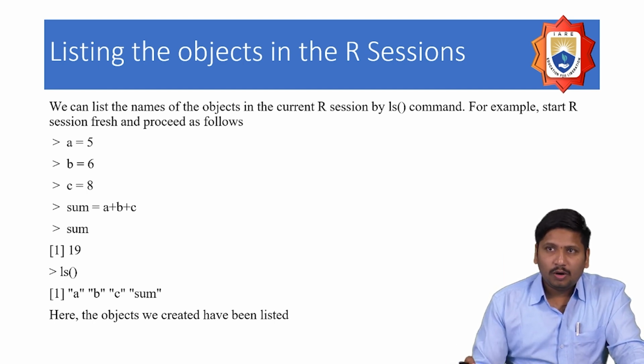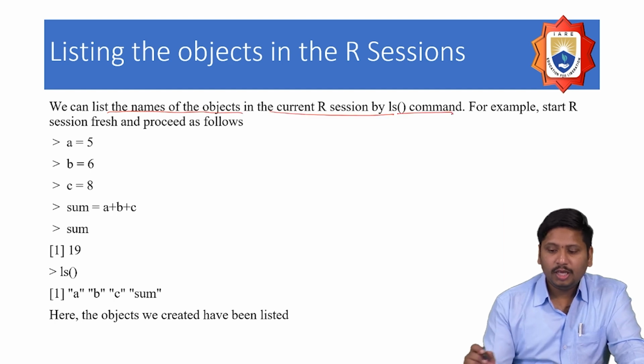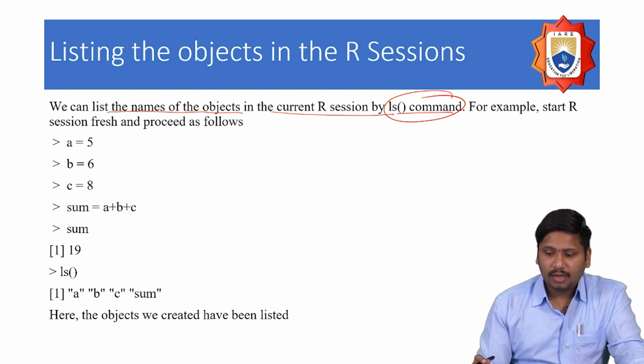Next one, listing the objects in our session. You can list the names of the objects in the current session by making use of the ls command. So if I want to know what the objects in the R session are, at that time I have to make use of ls as the command.